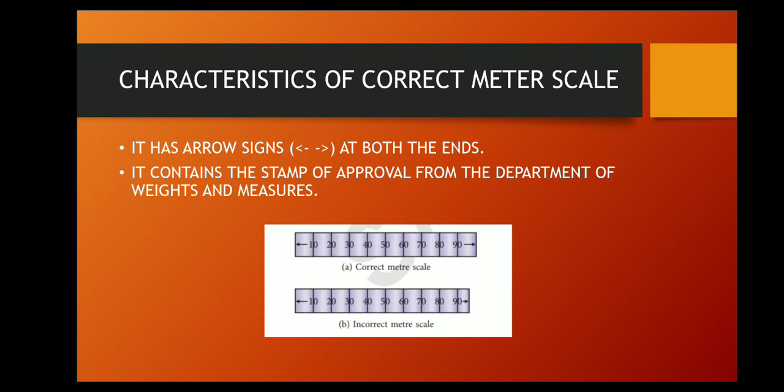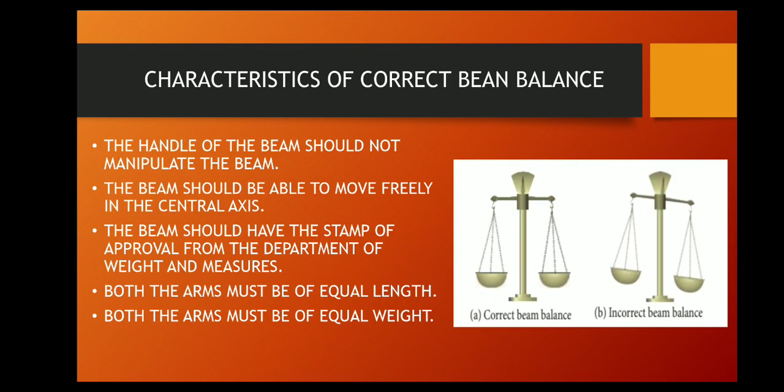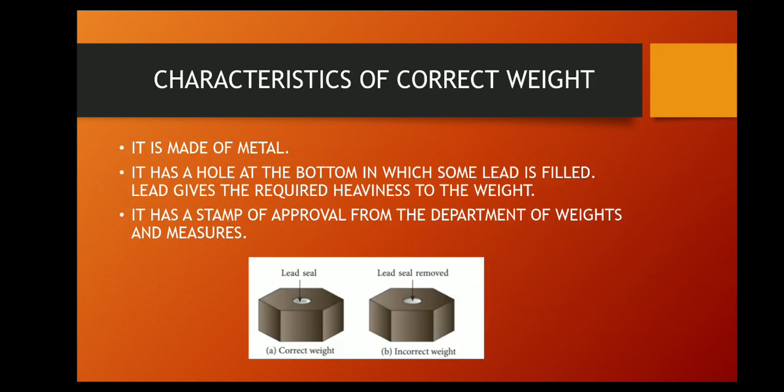Characteristics of a correct meter scale. As we saw earlier, it has arrow signs. It contains a stamp of approval from the Department of Weights and Measures. Characteristics of a correct beam balance. As we saw earlier, the handle of the beam should not manipulate the beam. The beam should not be able to move freely on the central axis. The beam should have the stamp of approval from the Department of Weights and Measures. Both the arms must be of equal length and equal weight. In the figure, you can see the correct beam balance and the incorrect beam balance. You can compare between the two. The characteristics of a correct weight.